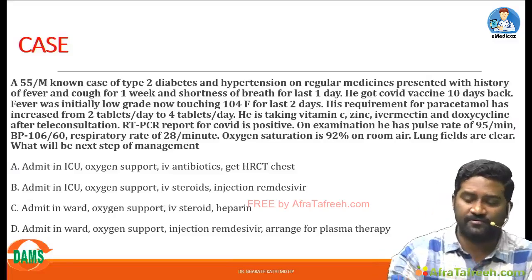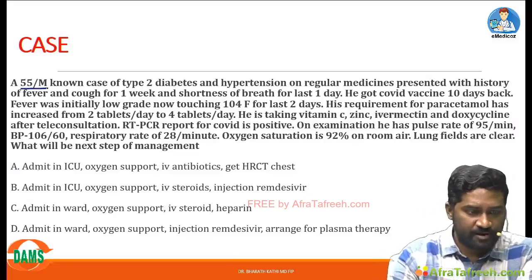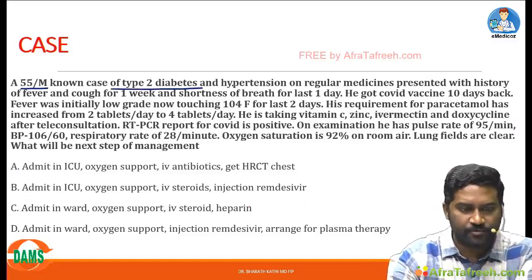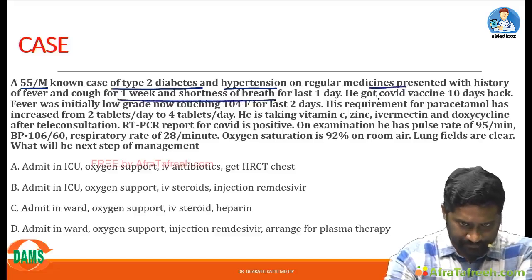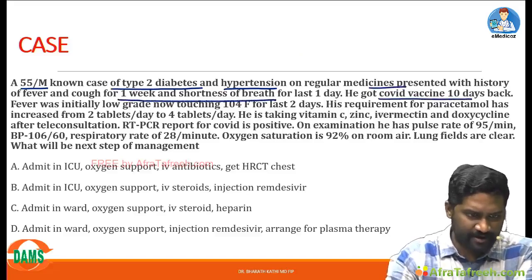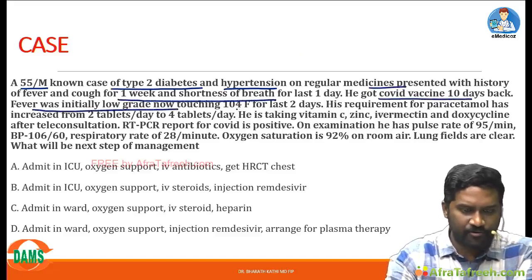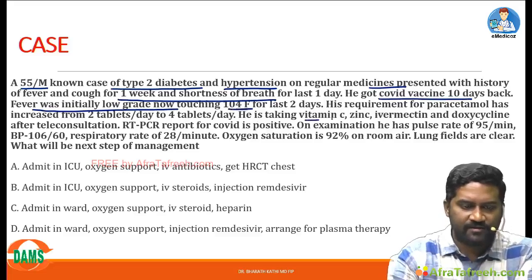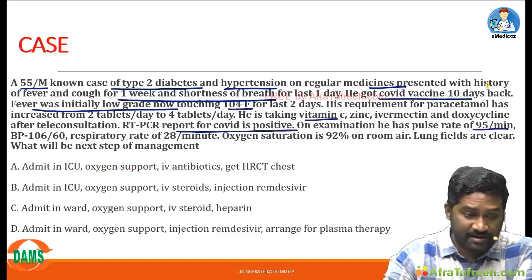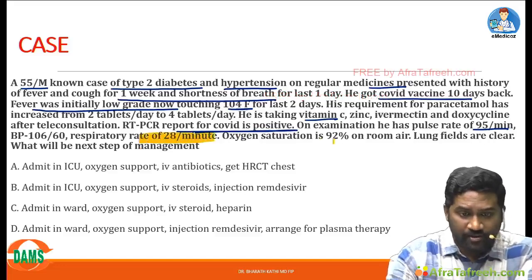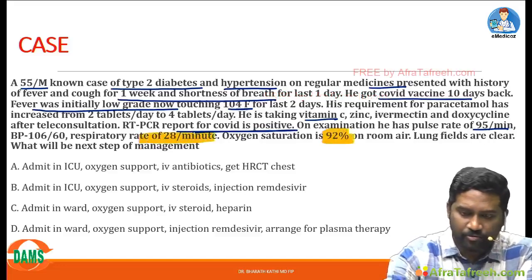Now let us try to solve some questions. There was a 55-year-old male, case of type 2 diabetes, hypertension, on regular medications. He is having 1 week history of shortness of breath and cough. He got COVID vaccine 10 days back. Fever was initially low grade, now 104. He has taken vitamins. His RT-PCR report is COVID positive. Examination: pulse rate 95, respiratory rate 28, oxygen saturation 92. What will be the next step in management?